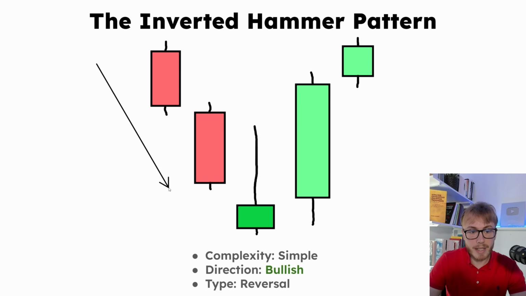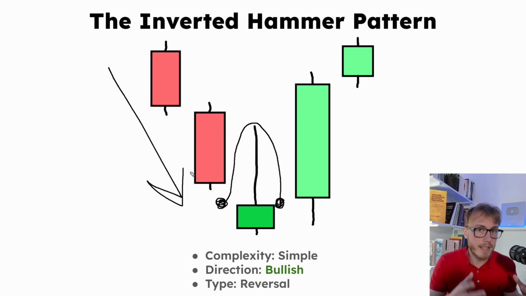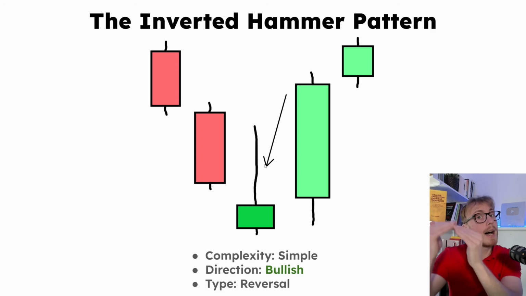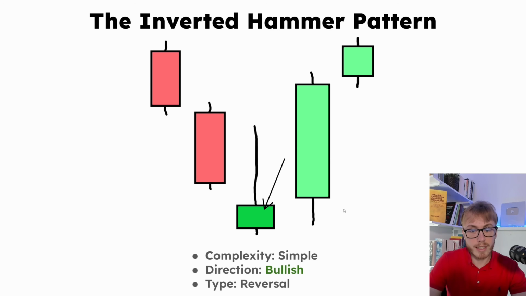Because before the pattern appeared, we had a clear move towards the downside. And because the bulls during the next candle managed to push the price all the way up here, this gives us an indication that the bears from the downtrend might be losing control. So if you see this pattern appear after a downtrend, it's a bullish pattern. But if you see the pattern appear after an uptrend, it's a bearish pattern. So the context is very important. But when this candle closes, the candle is confirmed and indicates a reversal to the upside.